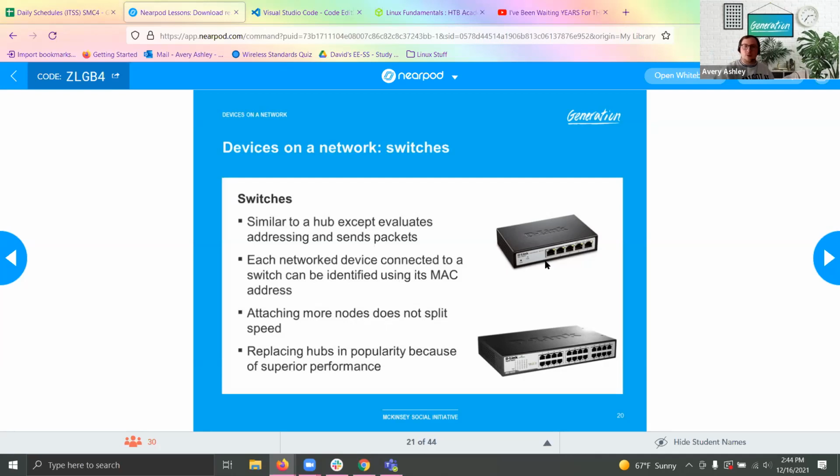And attaching more nodes does not split the speed. It's replacing hubs, and it's significantly better. It is a good device.